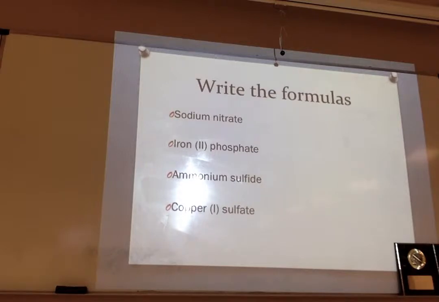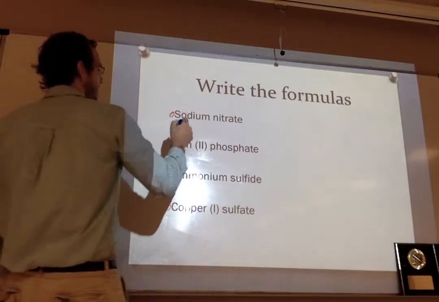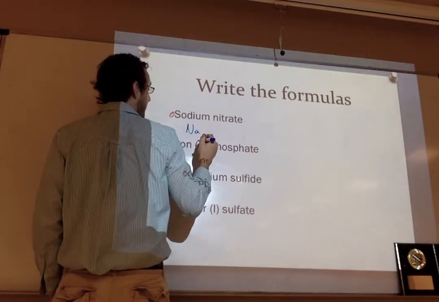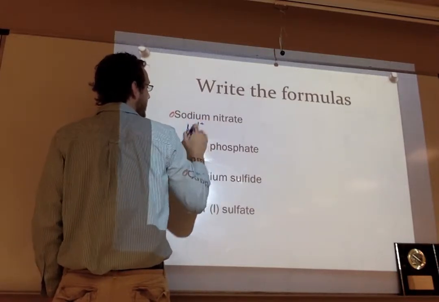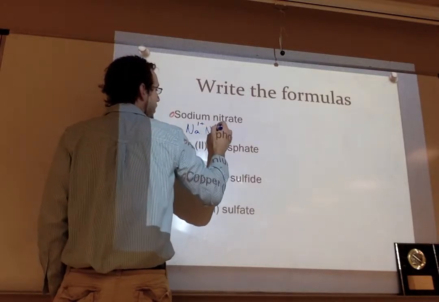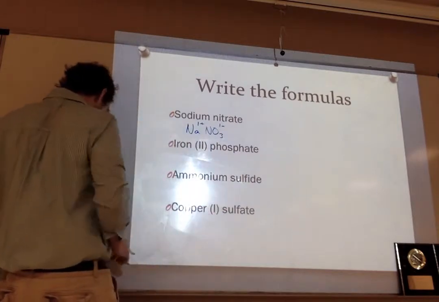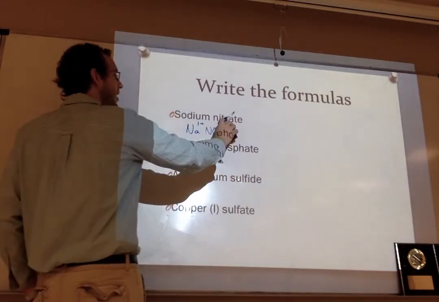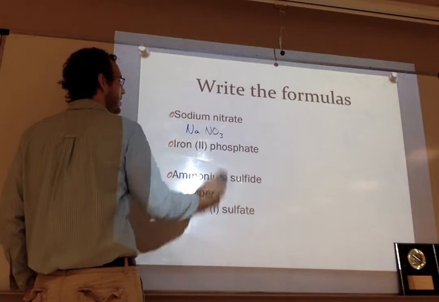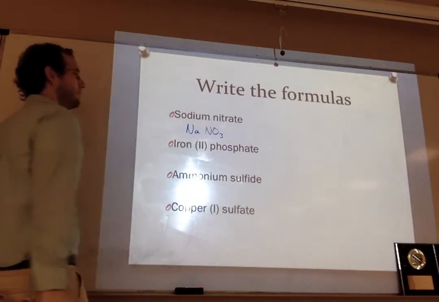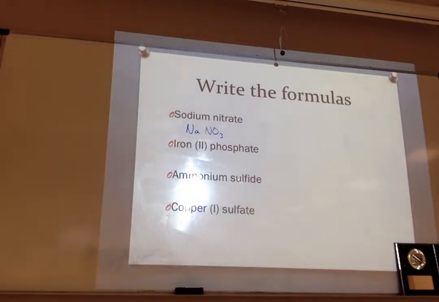Alright, put them together then. We know our ions, we know our charges, let's put some together. Write the formulas for the following ionic compounds. Sodium we said was Na, charge of 1 plus. Nitrate is NO3, 1 minus. Plus 1, 1 minus, they cancel out. Our final formula would be NaNO3. You guys try the next one.